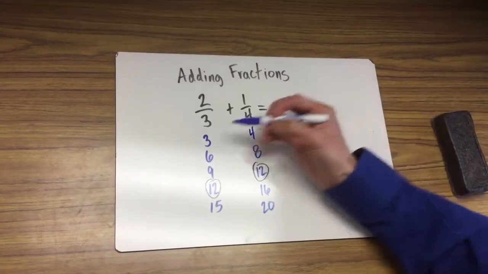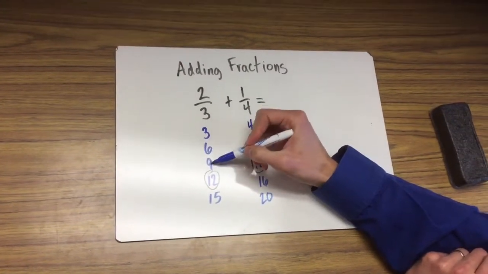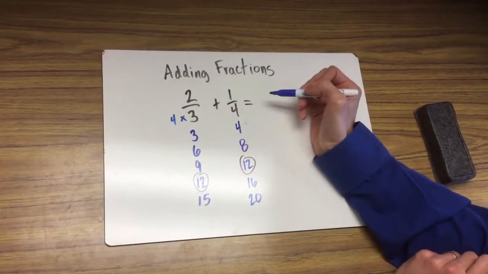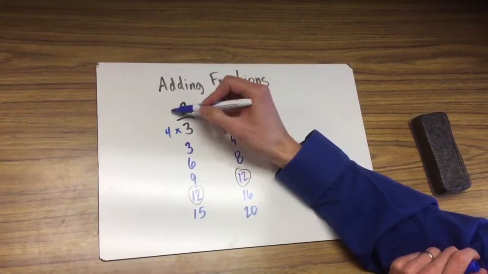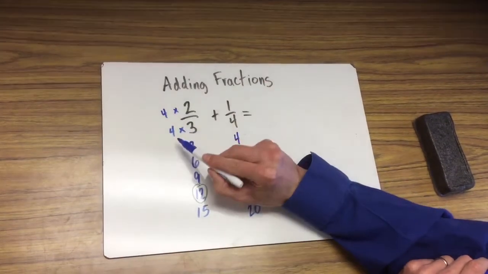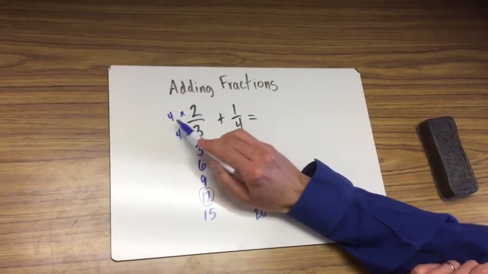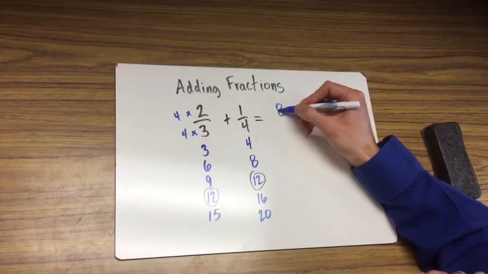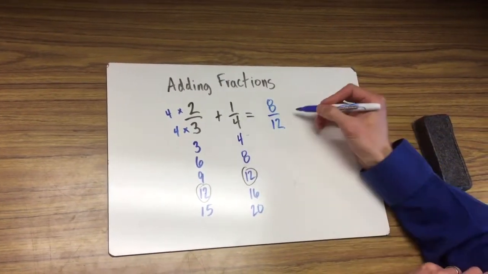In order to do that, we have to multiply the number 3 by 1, 2, 3, 4, because 3 times 4 would be 12. What we do to the bottom, or the denominator, we must also do to the numerator. So that means since we're multiplying by 4 to the denominator, we have to multiply by 4 to the numerator. 4 times 2 is 8. 4 times 3 is 12.